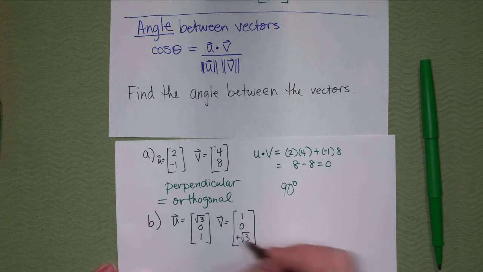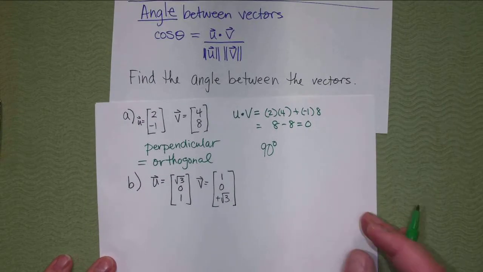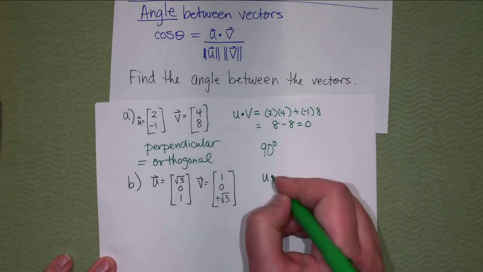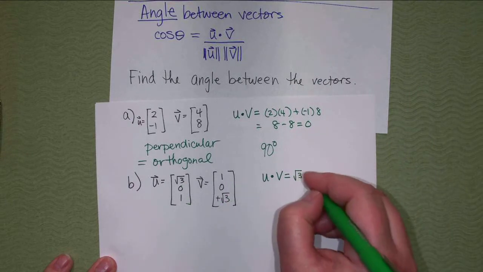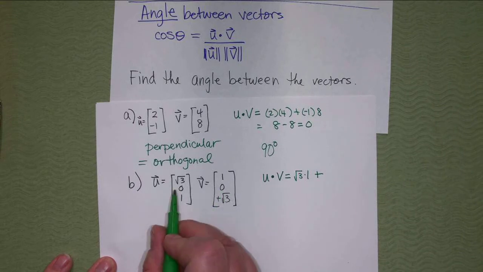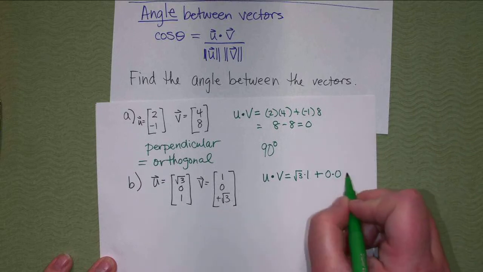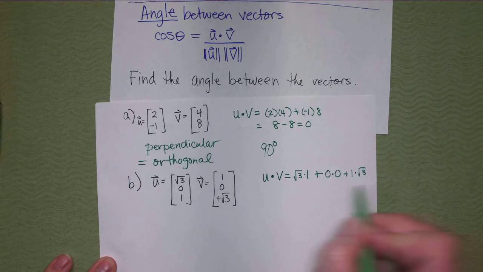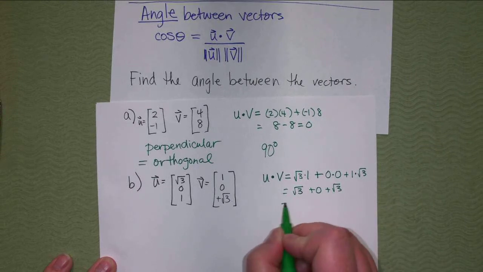Oh, that was a plus. Okay, so the dot product, U dot V. So √3 times 1 plus, so the dot product in R3, you just keep going, you multiply each corresponding entry, so 0 times 0 plus 1 times √3. So this will be √3 plus 0 plus √3, which is 2√3.